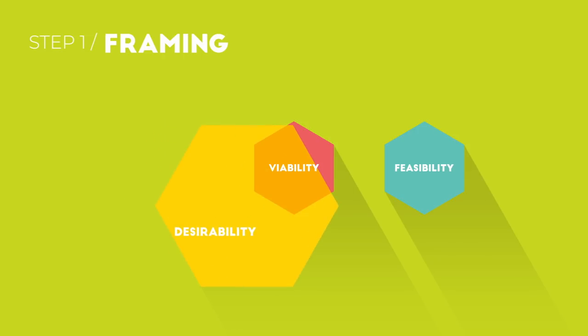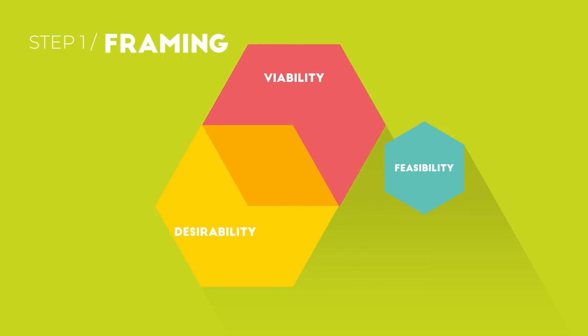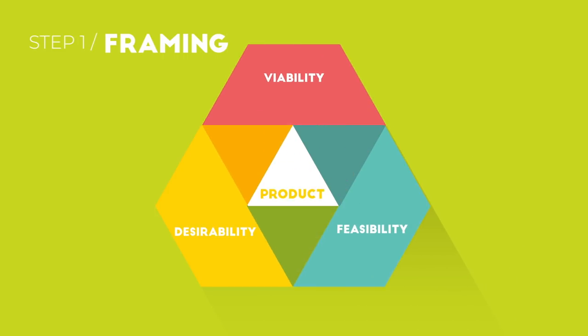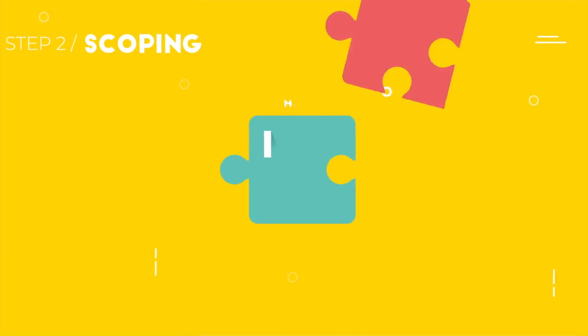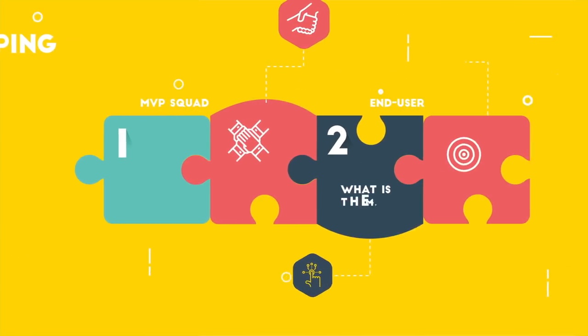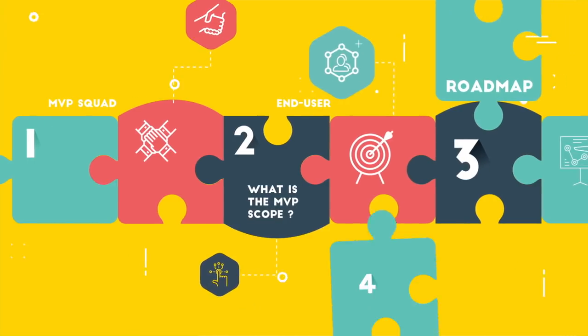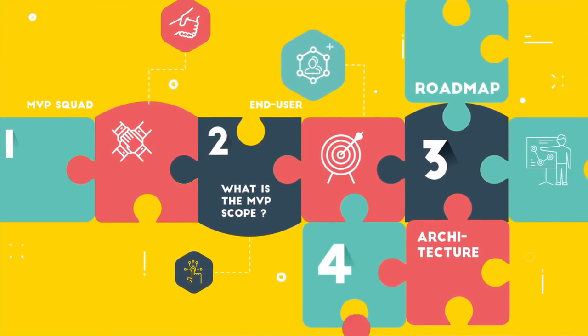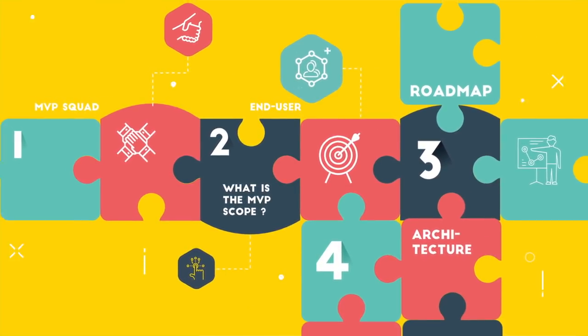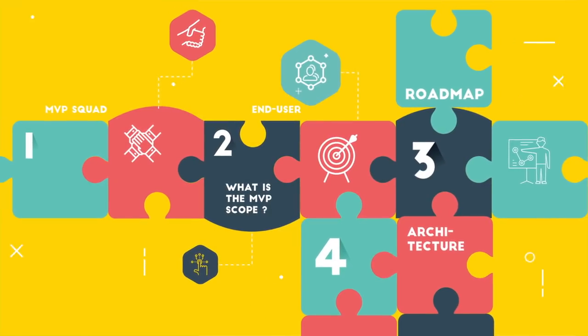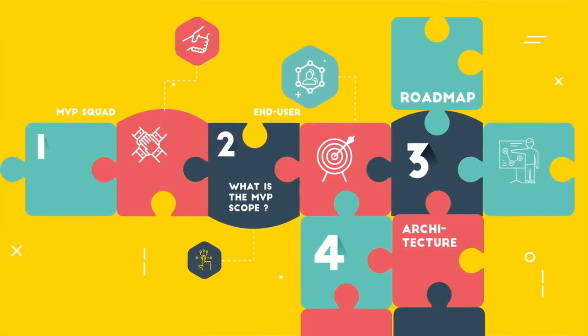Step 1, framing, where we evaluate the value and feasibility of a project by reviewing three key areas: the value proposition and user fit, the business value, and the technology and feasibility. Step 2, scoping. For 2 weeks, an autonomous team, including the product owner, the MVP squad, and the end user, will work to define the MVP scope, architecture, and roadmap, together with the client and stakeholders.